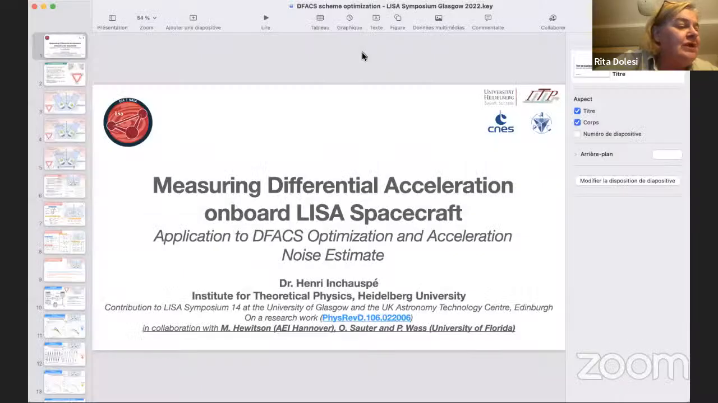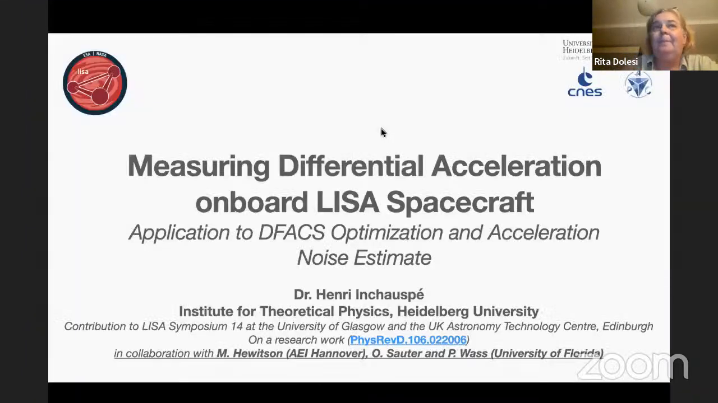And we move to Henri Inchauspé. I hope I pronounce it correctly. That's perfect. He will talk about measuring differential acceleration on board LISA spacecraft, application to DFACS optimization and acceleration noise estimate. Henri is now at Heidelberg University. Yes, thank you, Rita. Can you see my screen well? Perfectly. Okay, perfect. Thank you.